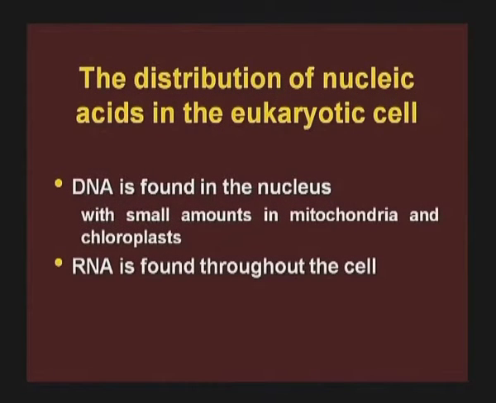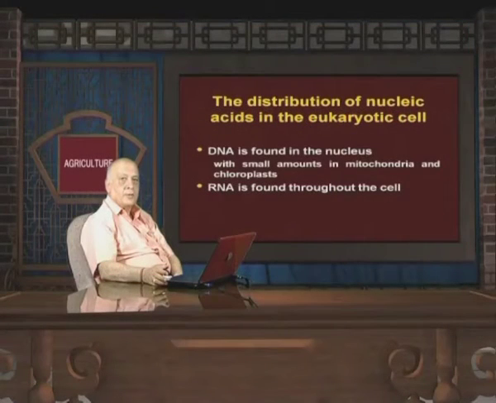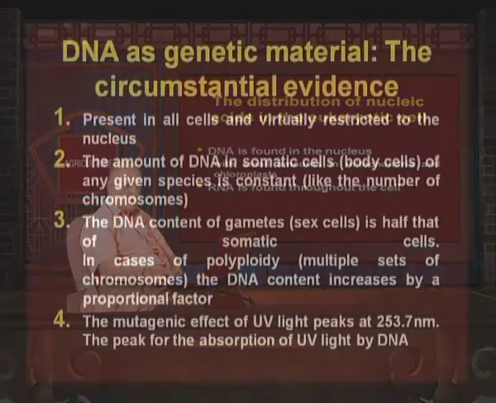The distribution of nucleic acid in the eukaryotic cell: as we know, there are two kinds of cell, the prokaryotic and the eukaryotic cell. The DNA is found in the nucleus with a small amount in mitochondria and chloroplast. RNA is found throughout the cell. It is very important to understand that DNA is also present in chloroplast and mitochondria besides the nucleus.